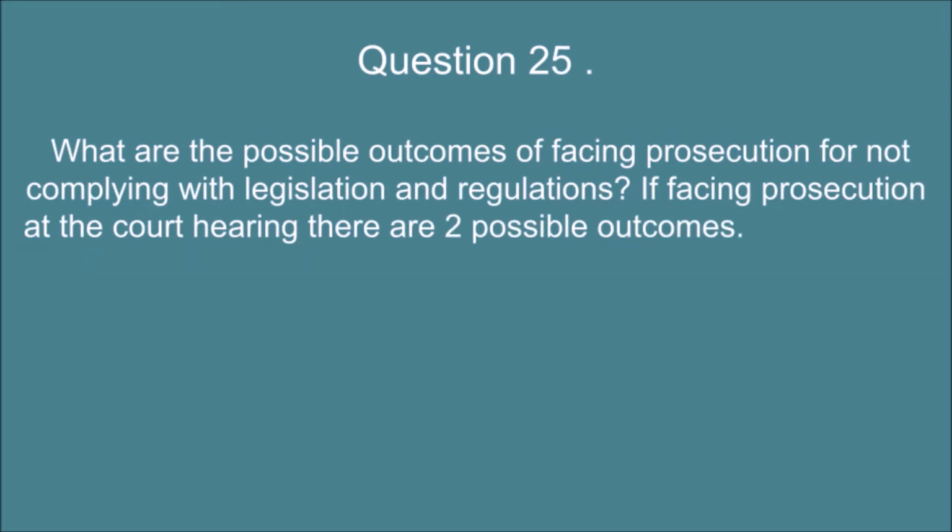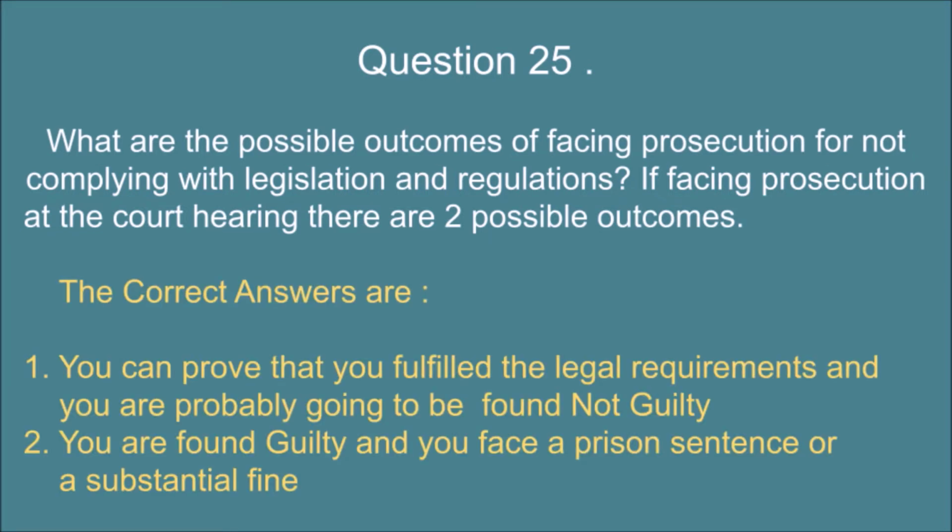Question 25. What are the possible outcomes of facing prosecution for not complying with legislation and regulations? If facing prosecution at the court hearing, there are two possible outcomes. The correct answers are, 1. You can prove that you fulfilled the legal requirements and you are probably going to be found not guilty. 2. You are found guilty and you face a prison sentence or a substantial fine.